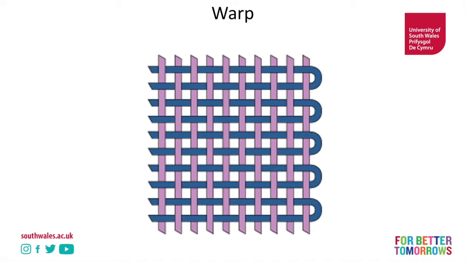So the warp thread is the thread that denotes the length of the fabric. You can say here's our warp thread here in the purple. And this provides a strong framework and the length of the fabric. So if you ever buy, say, 2 meters of fabric, well, it's the 2 meters, which is the warp thread. Now, fabric, of course, is produced in massive quantities, thousands and thousands of meters. So on an industrial scale, the warp threads or the warp yarns are very, very long.